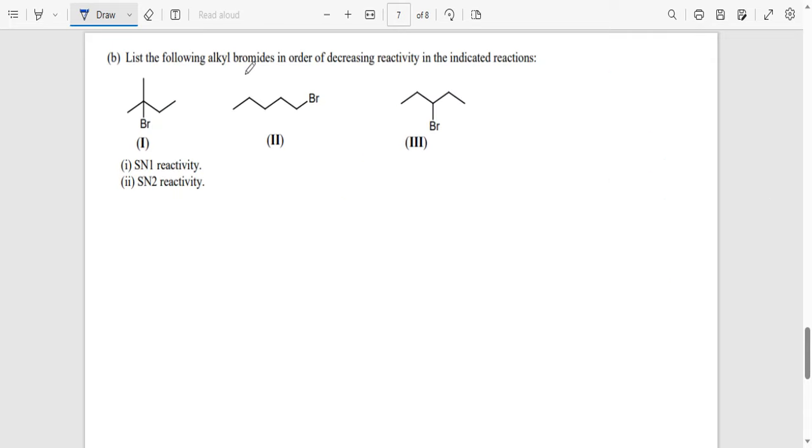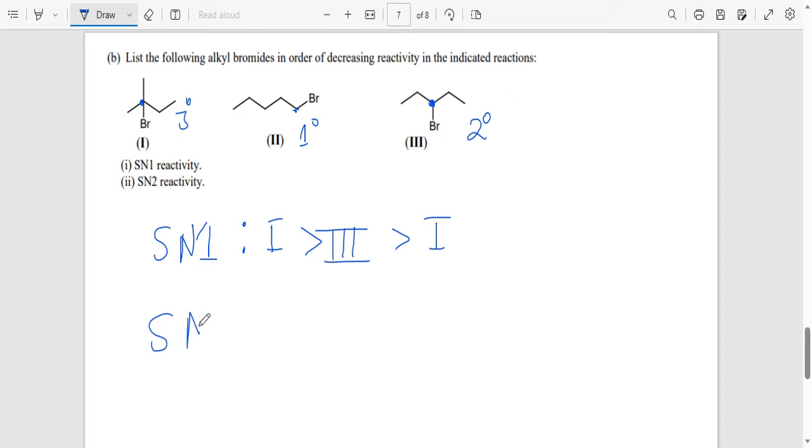List the following alkyl bromides in order of decreasing reactivity in the indicated reaction. SN1. Now, as we have mentioned, for SN1, those which are more substituted are good. We can see this carbon which contains the bromine has got two groups, so this is secondary. This carbon has only one group, this is primary. This carbon has got three groups, this is tertiary. So for SN1, the tertiary is going to be the best, followed by the secondary, and then followed by the primary.